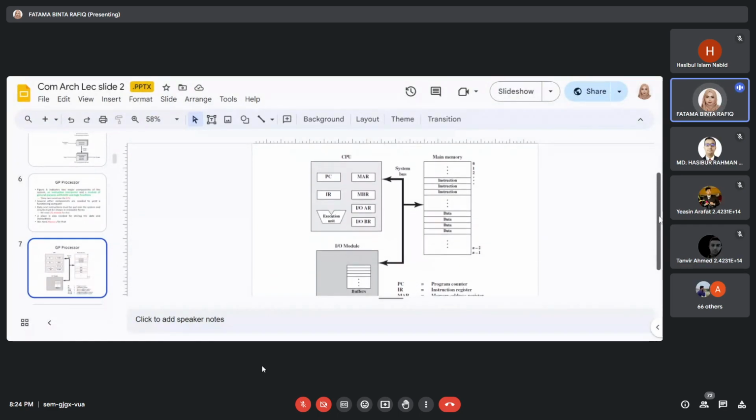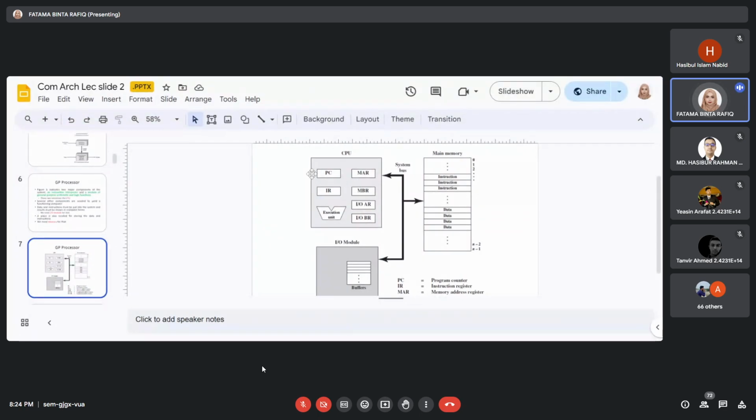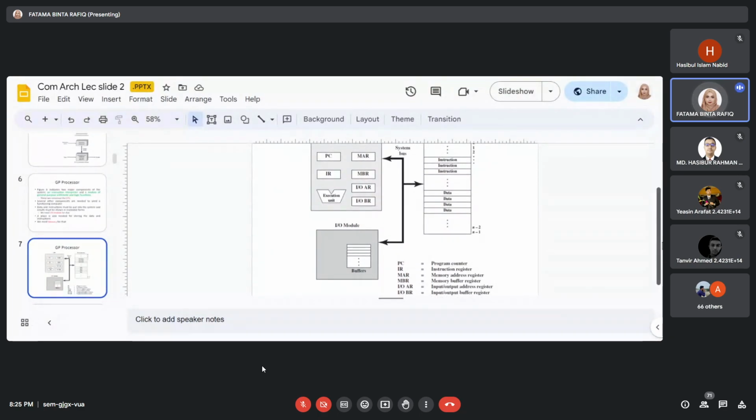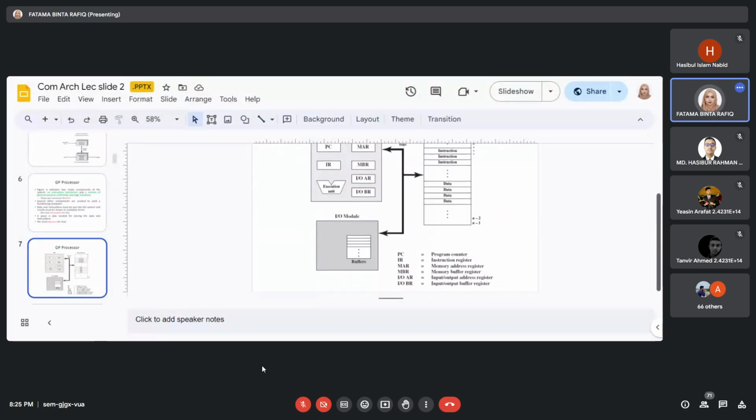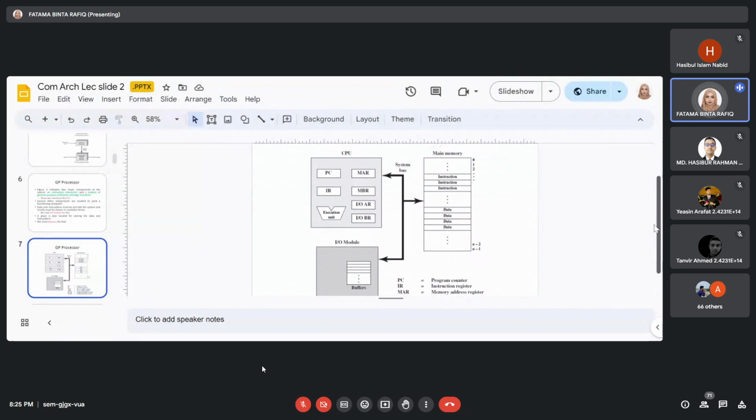Inside the CPU, there will be a program counter, which is PC, and an instruction register, that is IR. There will be a memory address register, which is MAR, a memory buffer register, which is MBR, an input output address register, which is IOAR, and an input output buffer register. It will be connected to an IO module, where some buffer will be there, and it will be connected to the main memory as well.